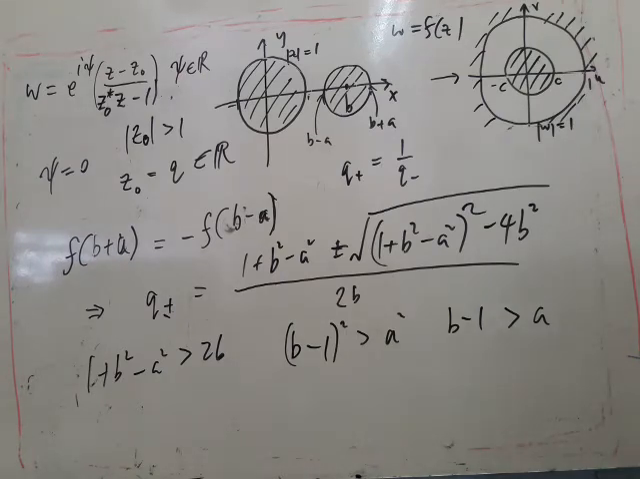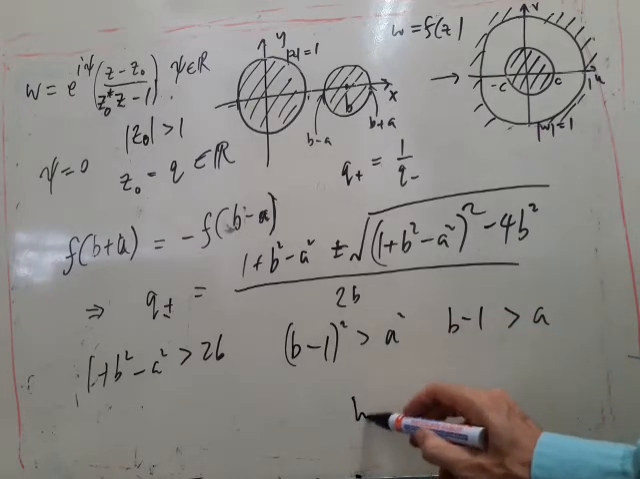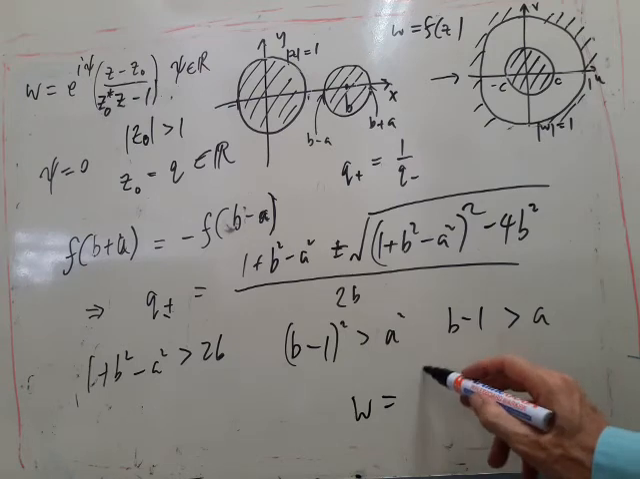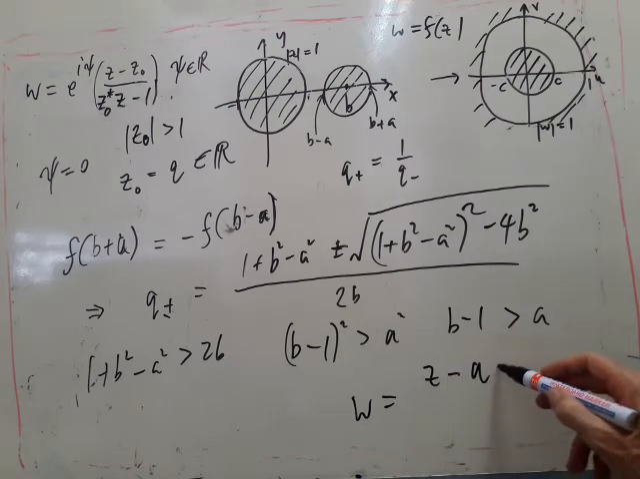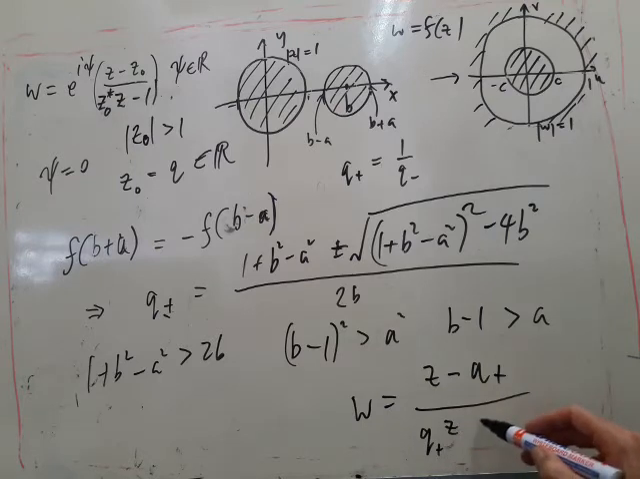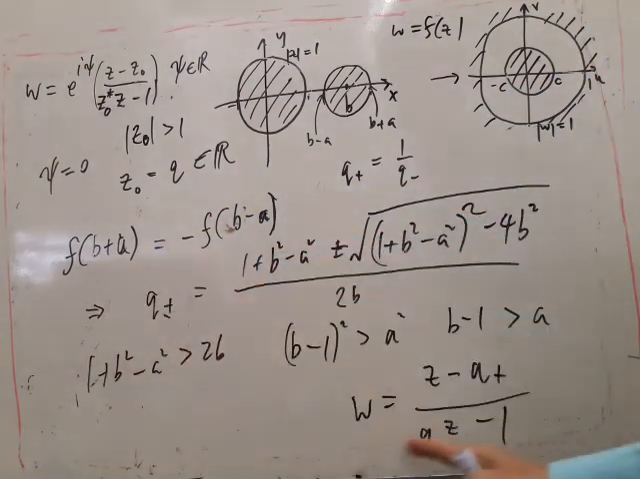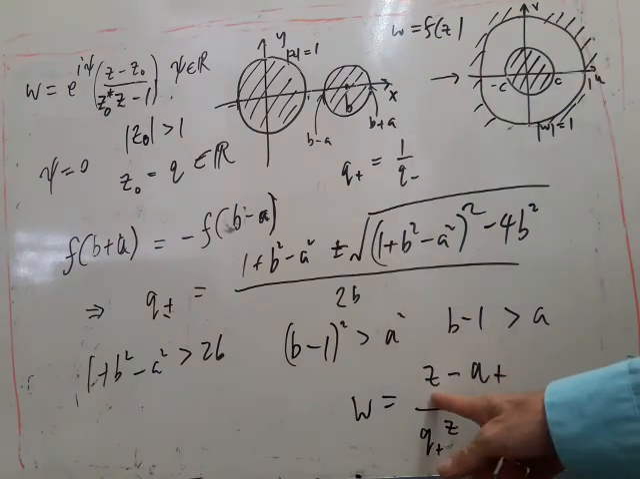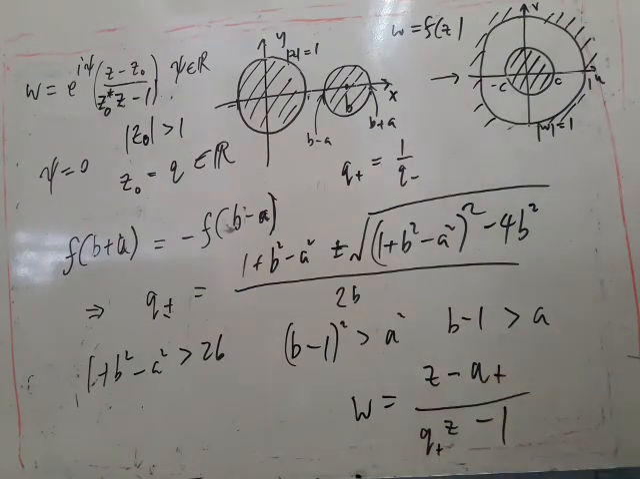Okay, so again we have the same map. So now we have the map w equals z minus q plus over q plus times z minus 1, and that's our map. And again, we can work out a formula for c if we wish by just taking the modulus of this map applied to, substitute in z equals b plus a, and we'll get c.